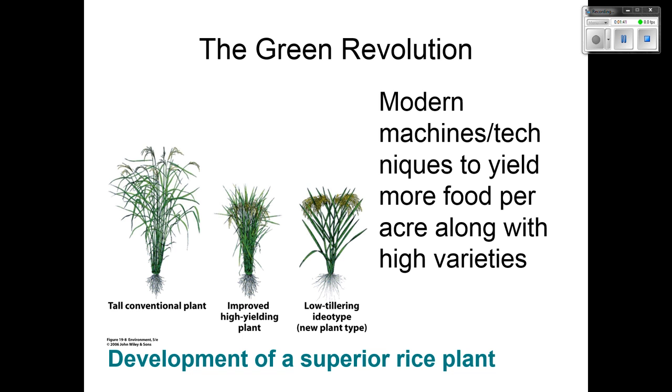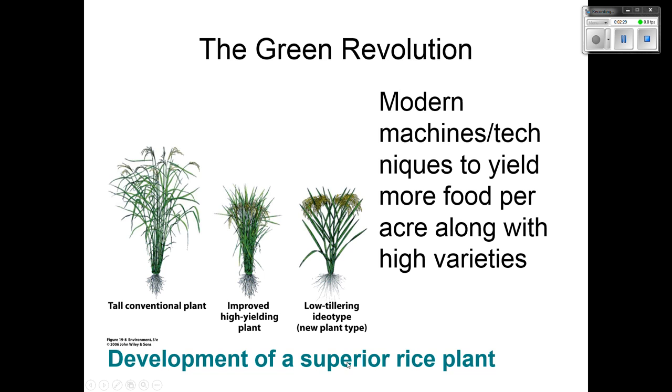The more fossil fuels that we're using, the more greenhouse gases we're putting into the atmosphere, the more oil we're requiring for the use of these machines, as well as producing pesticides and fertilizers. So overall, it's a positive thing, but it can have some negative impacts to our environment. Some critics have said that it causes developing countries to now be dependent on highly developed countries. So that is your Green Revolution, and on the screen you can see the rice plant here, and you can see that originally we had that tall conventional rice plant. It was crossed with higher yielding smaller rice plants to give us the best rice plant that we have, so the superior rice plant.